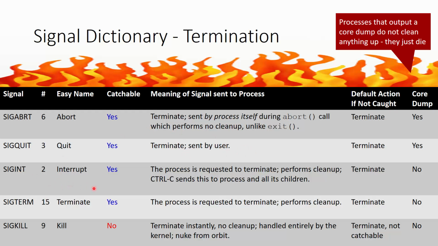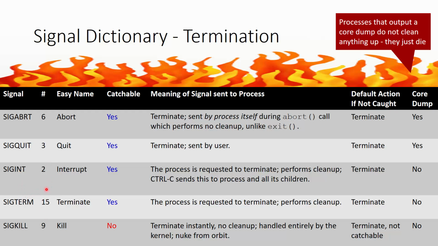The interrupt one is a little more gentle. Interrupt won't cause a core dump, and it's more of a request to terminate. It gives your process a chance to clean things up. Incidentally, Control-C is going to send a sigint signal to the process that it's targeting and to all of the children of that process. For example, if you're at the shell and you've run some program, then you hit Control-C, it will send sigint to the entire process group, and that means your foreground process and any of the children that it has spawned.